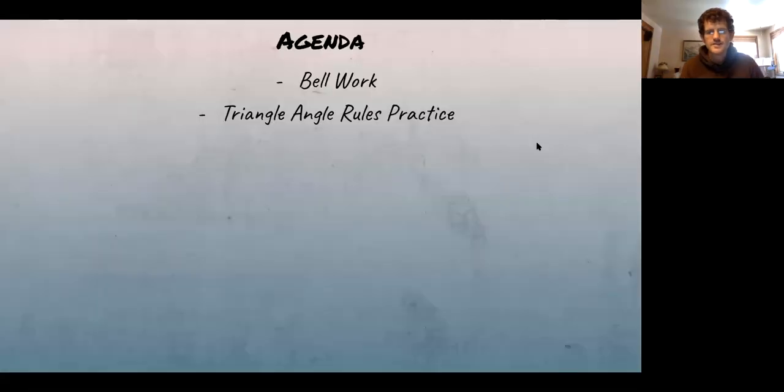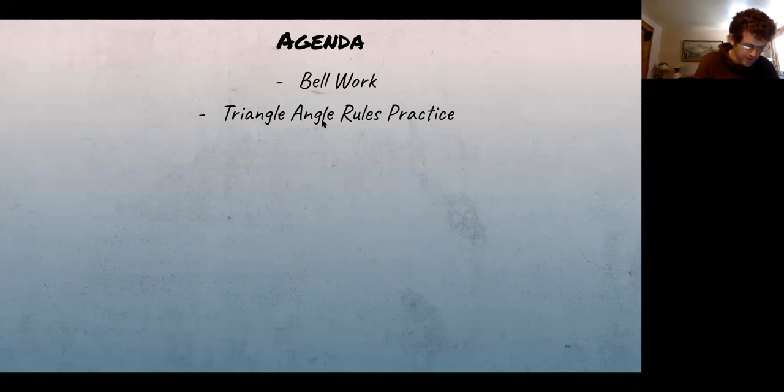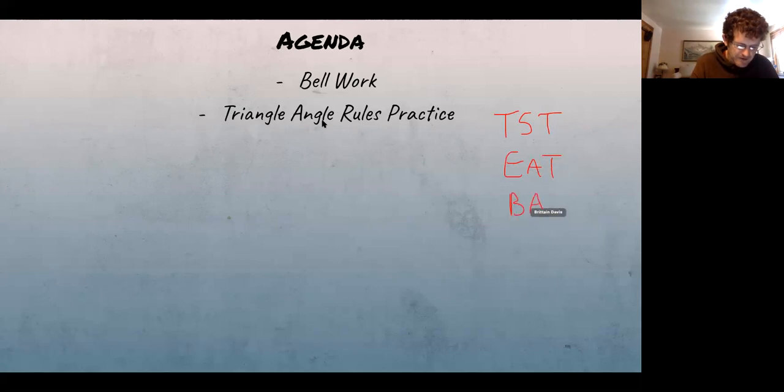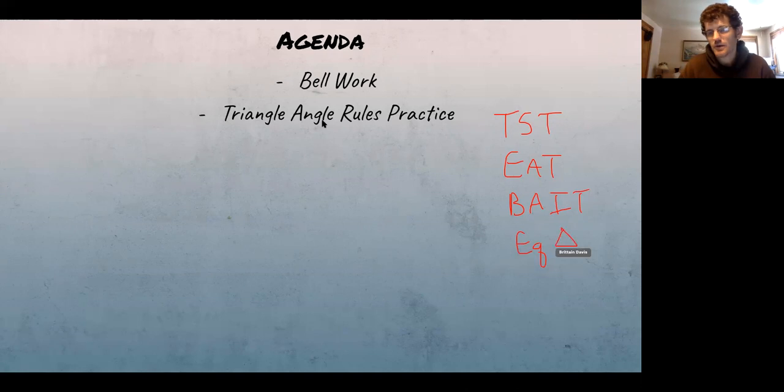All right, so as far as today goes, we're going to be getting some practice with the rules that we used yesterday. It's not just those rules. We learned 4 new rules. I'll just write them on the screen real quick: the triangle sum theorem, the exterior angle of a triangle, the base angles of an isosceles triangle, and equilateral triangles. Those are the 4 acronyms or abbreviations that we learned for that.